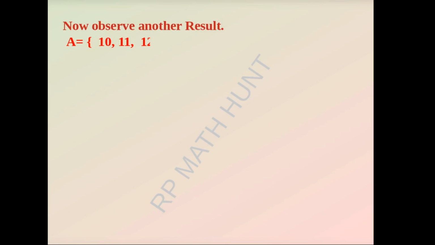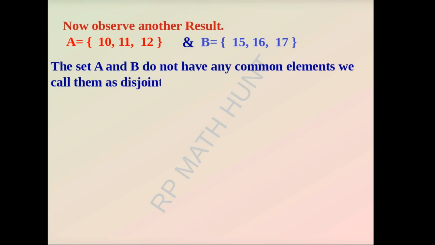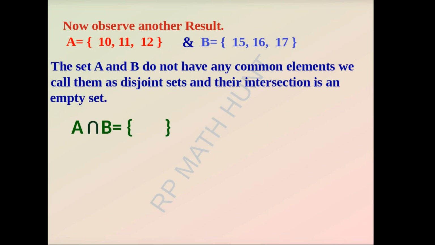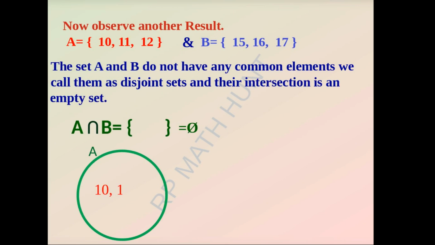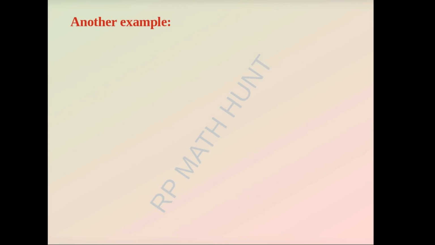A is equal to {10, 11, 12}, and B is equal to {15, 16, 17}. The sets A and B do not have any common elements. We call them disjoint sets, and their intersection is an empty set. A intersection B is the empty set, phi. We represent it with a Venn diagram as separately drawn circles. They do not intersect.